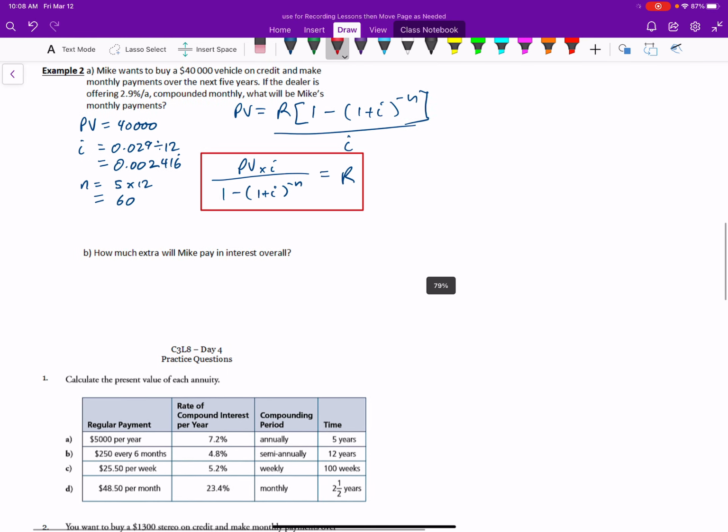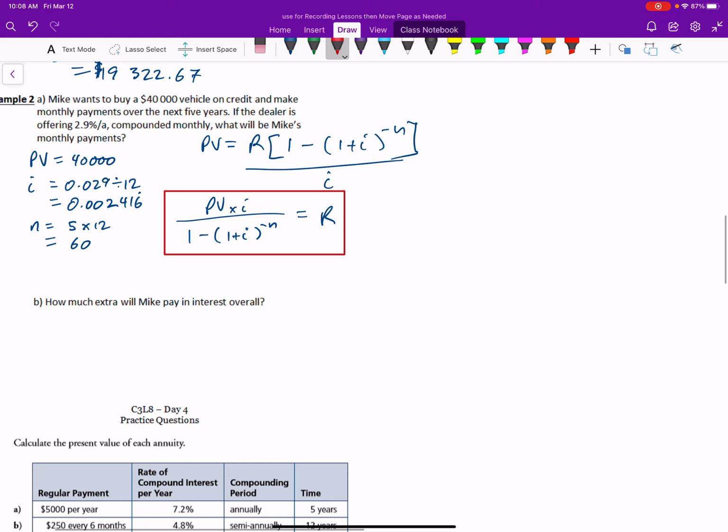I haven't left myself much space to do it, but luckily being on an iPad, I can give myself extra space. Here it is. So in this case, R is going to equal 40,000, that's my present value, times 0.002416 repeating, all over 1 minus 1.002416 repeating to the negative 60. That's my N value.